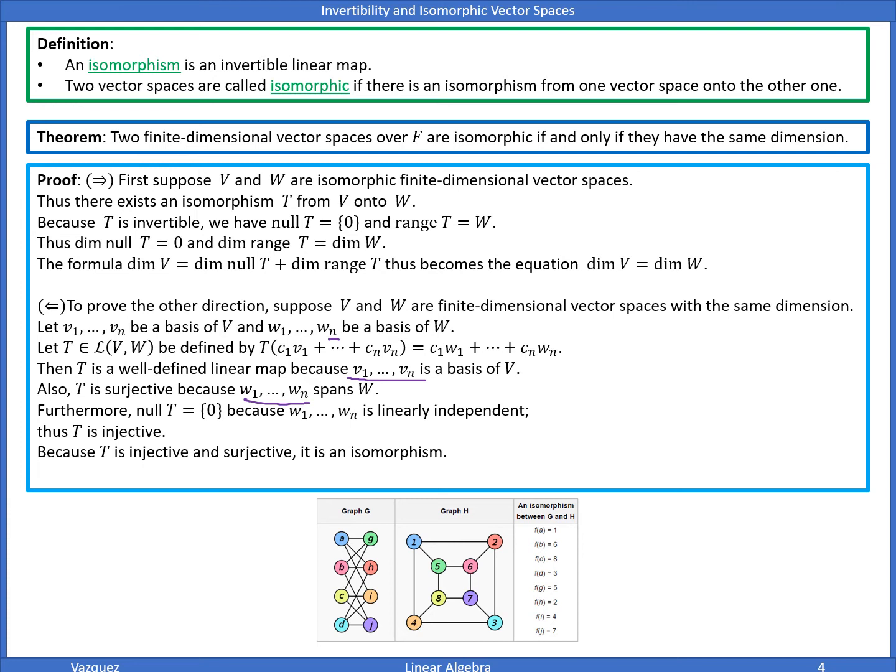So since T is injective and surjective, what do we get? Well, that it's an isomorphism, from the last theorem on the last slide. Therefore, V and W are isomorphic. And we just proved our theorem.